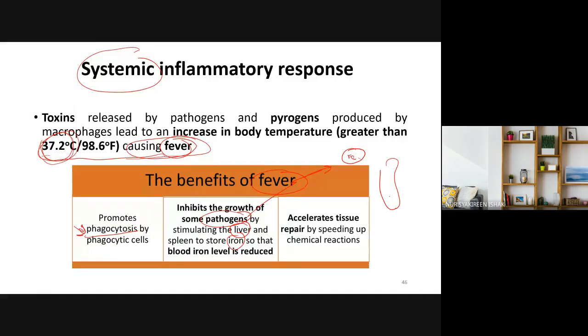Okay, macam tu. And then the next one is it accelerates tissue repair, okay, by speeding up chemical reactions. So these are the three benefits of fever. Okay, so sebenarnya fever tu adalah cara badan awak untuk recover lah against infection. Okay.